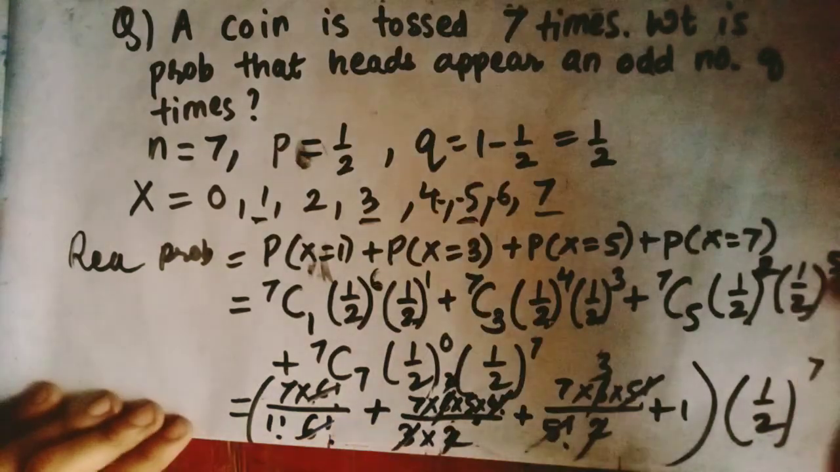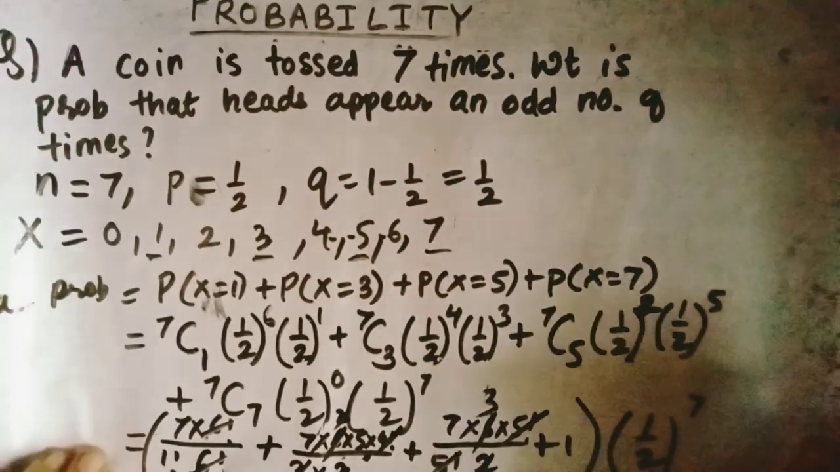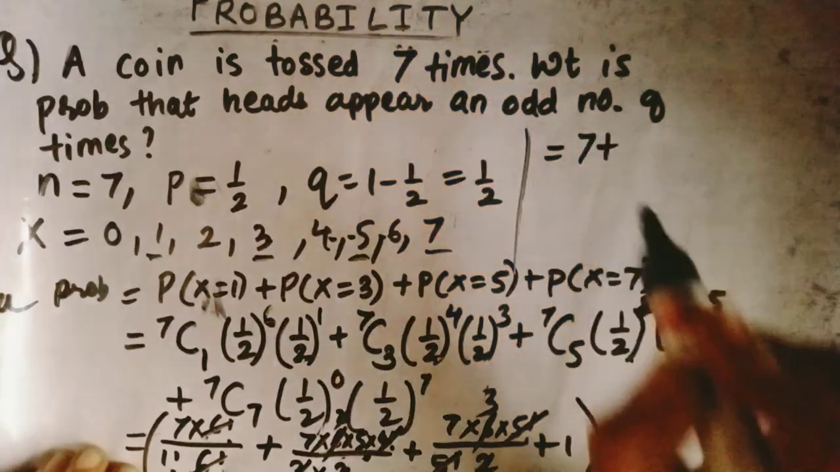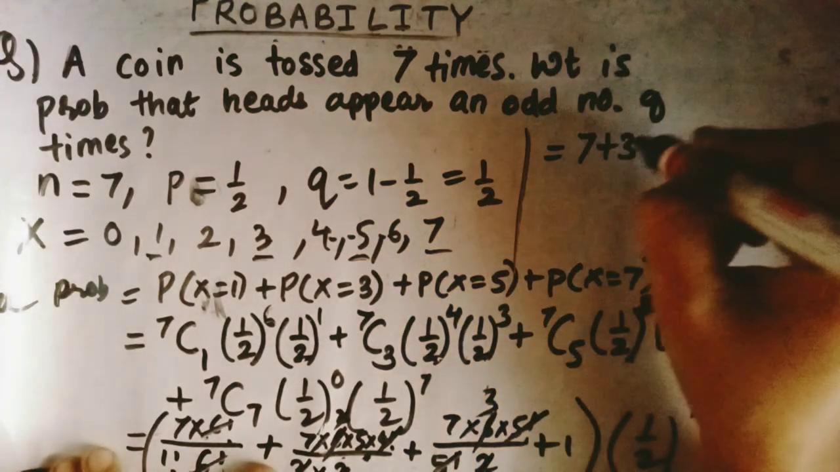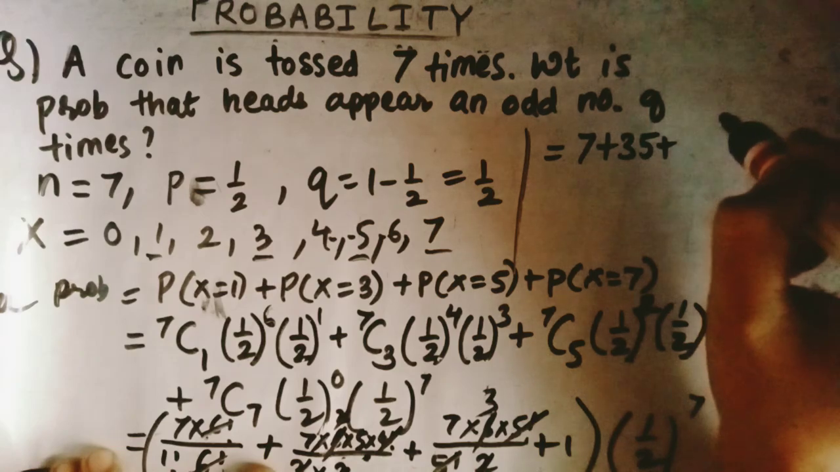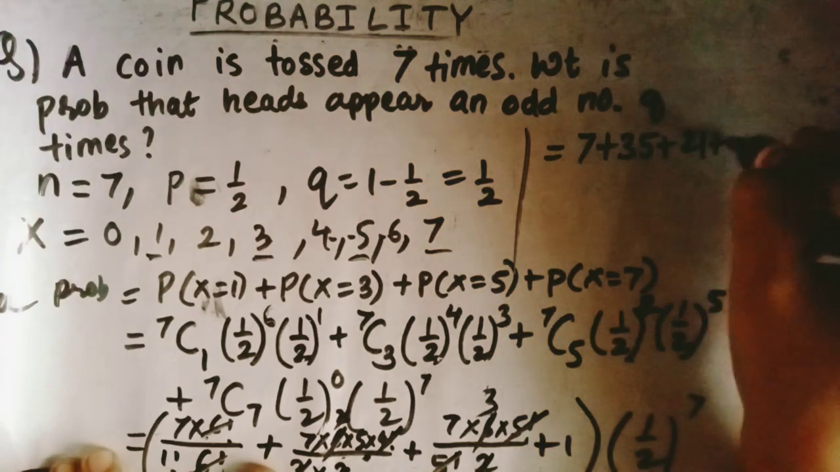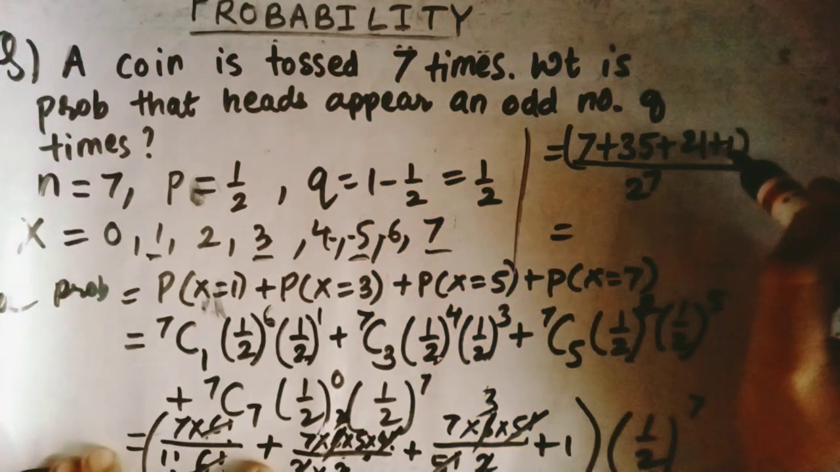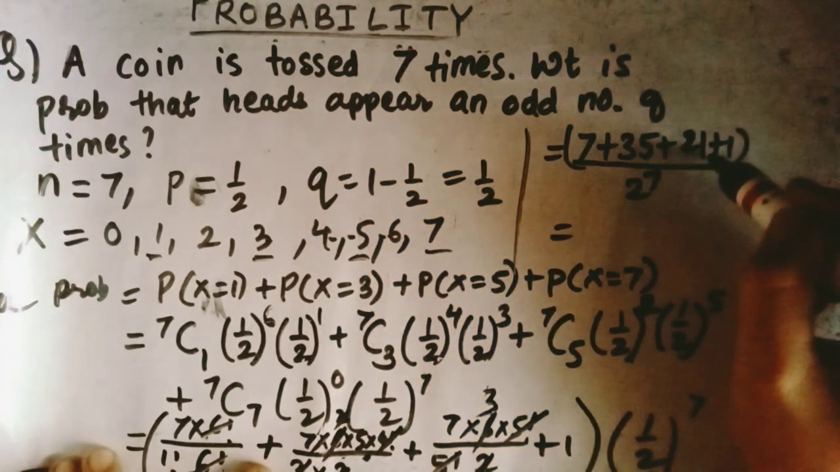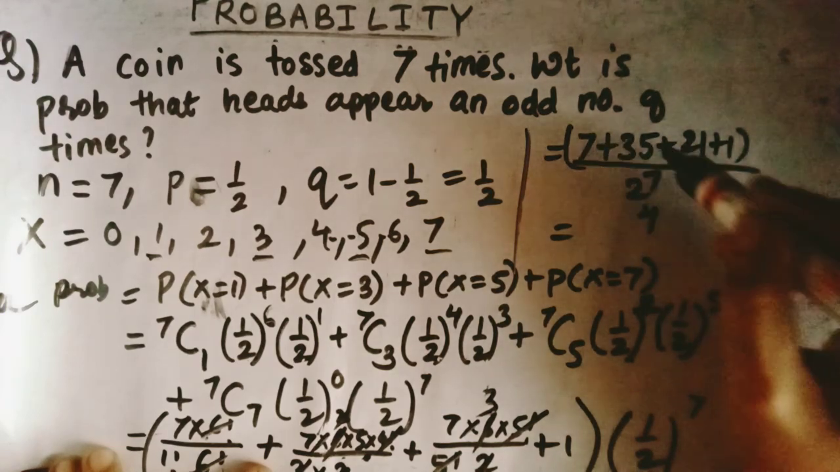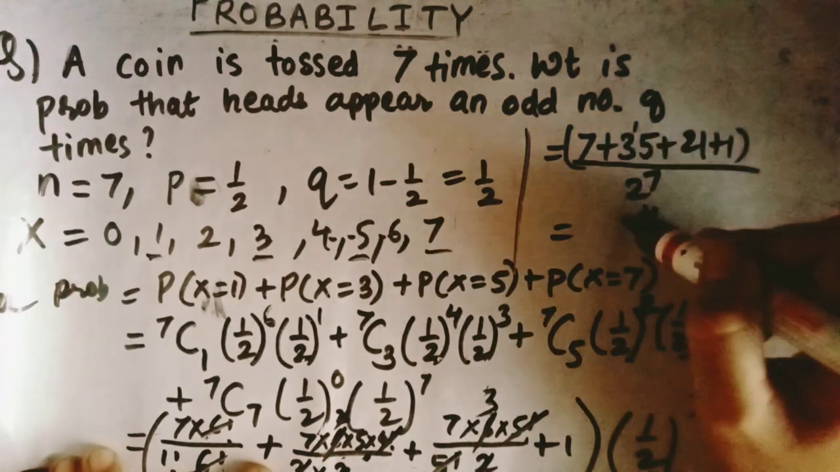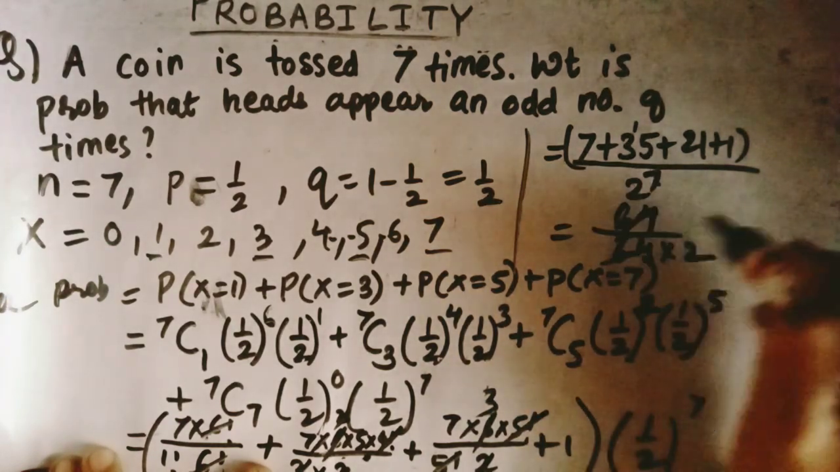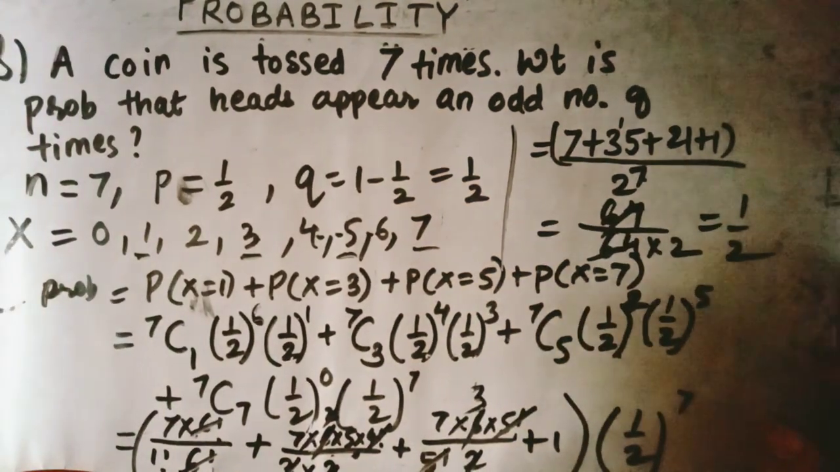So you will get 7 plus 7 5s are 35 plus 21 plus 1, upon 2 raised to 7. So this comes to 64 upon 2 raised to 7, and 2 raised to 6 is 64. So 64 into 2. So your answer is half.